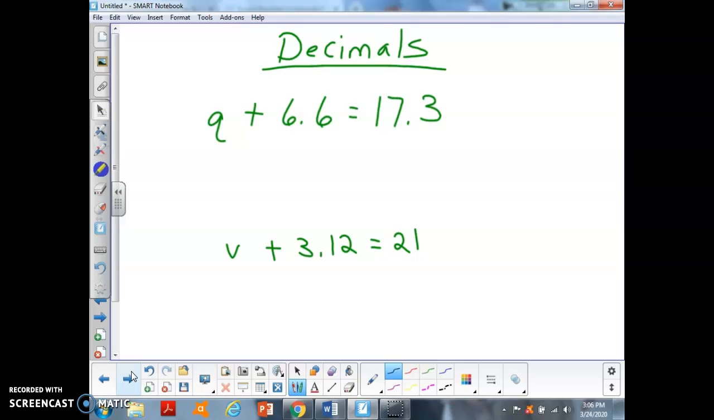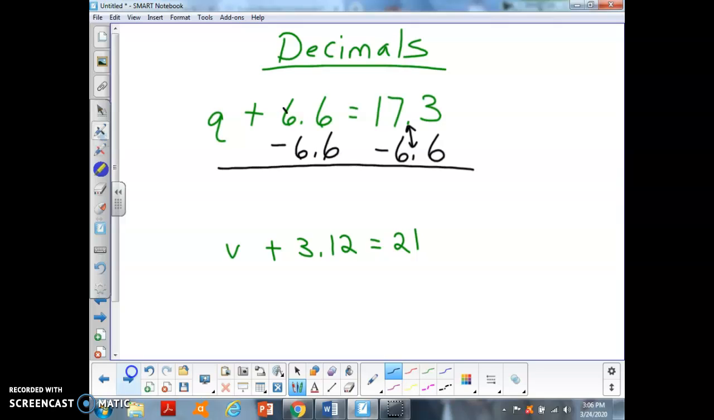We want to isolate the variable using inverse operation. We have an addition problem, so we want to subtract to solve it. We want to get the q all by itself, that unknown. So we will subtract, lining up our decimals, so that we subtract correctly.